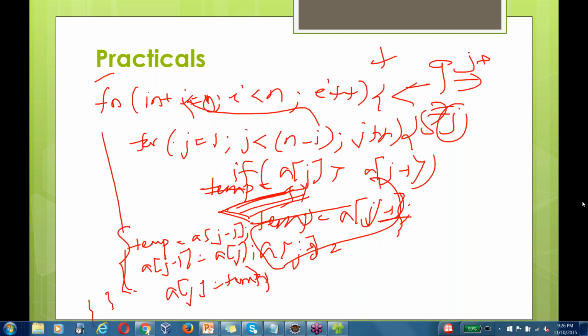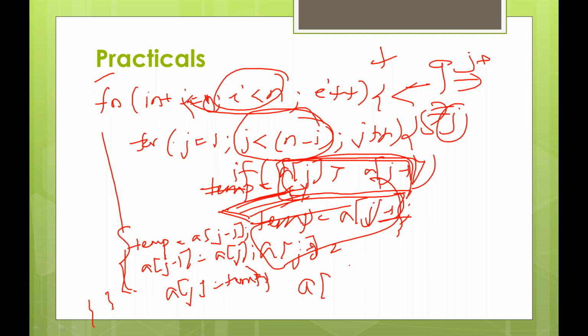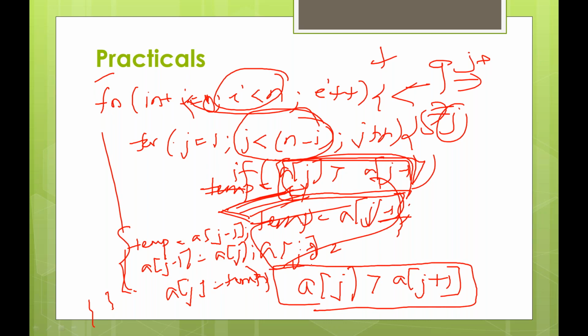Kavita is asking about this particular logic. We are comparing E of j with E of j minus 1, right? All this expression depends on these things. So Kavita is asking why can't we use A of j greater than A of j plus 1 this way, instead of A of j greater than A of j minus 1.